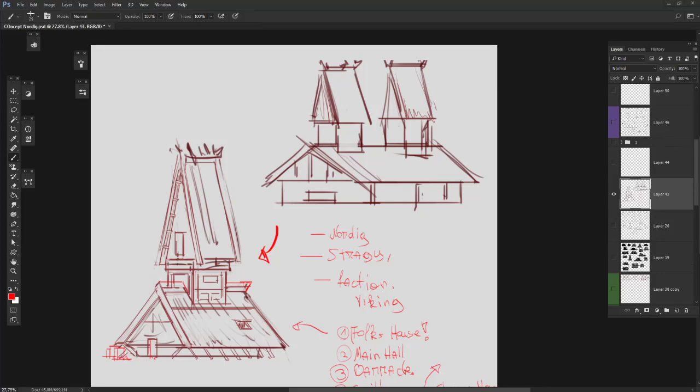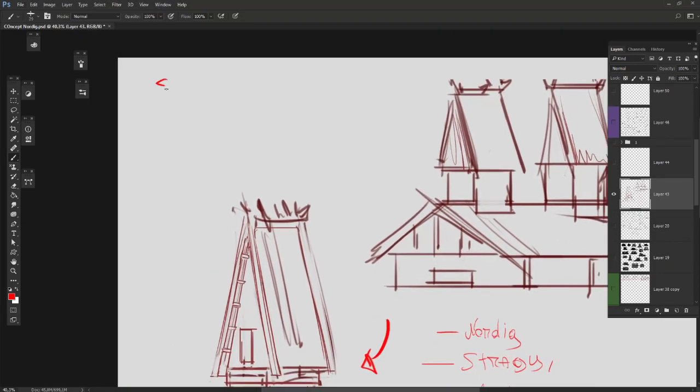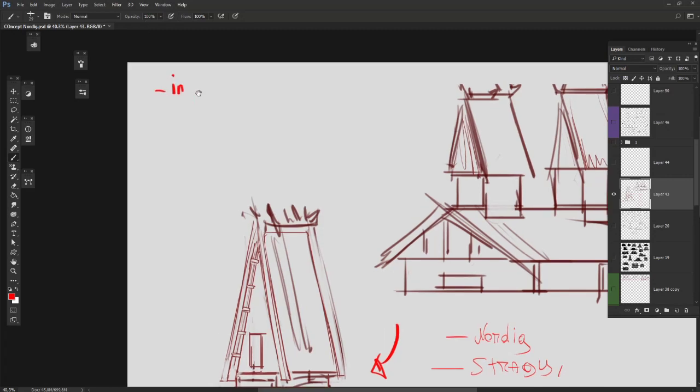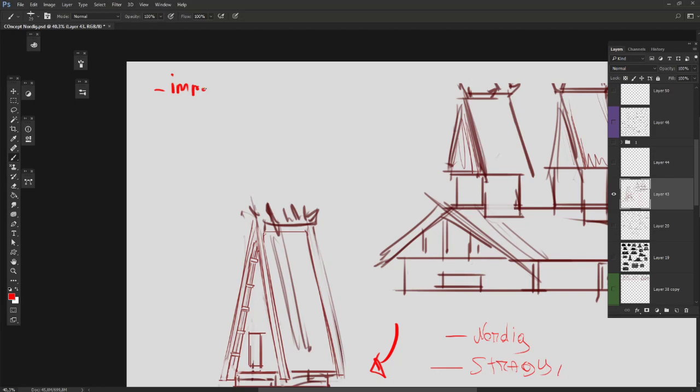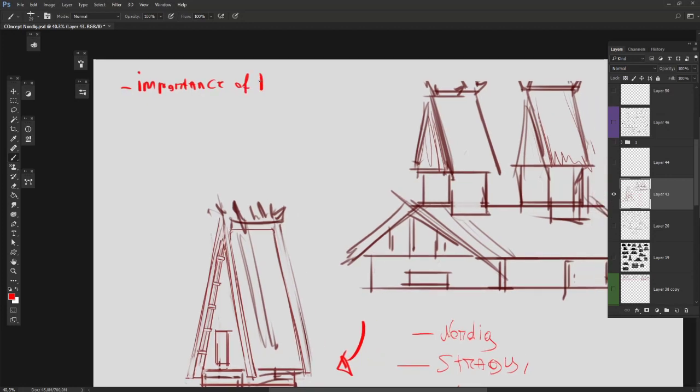So, I'm back. In case, let me just find my pen. Okay, nice. So, importance of thumbnails. Why the heck do I write an S? So, importance of thumbnails is the theme.